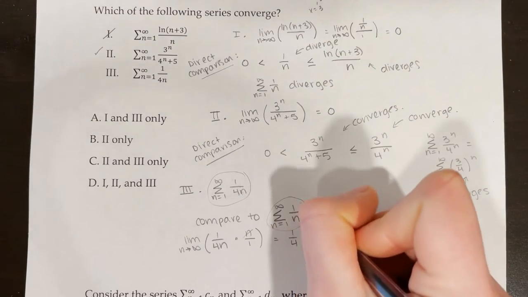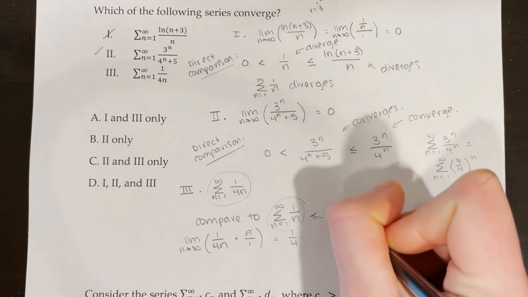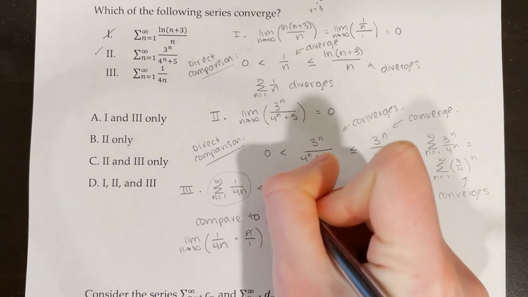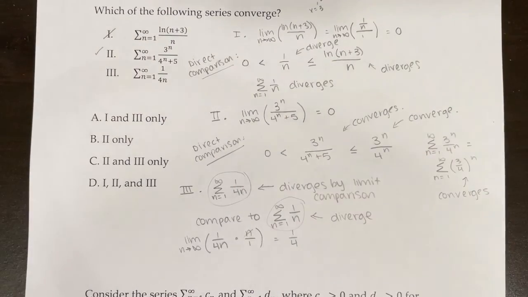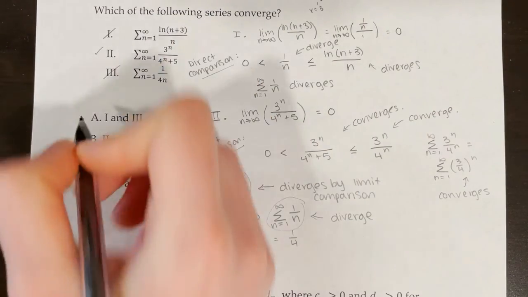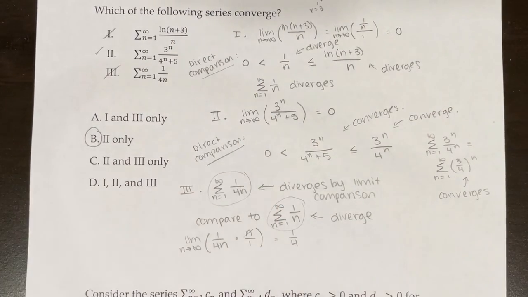Since this one diverges, this series is going to diverge because that is a harmonic series. We know that this series is also going to diverge. Since number 3 diverges, it means that it does not converge. Therefore, B is correct. Only series 2 is going to converge.